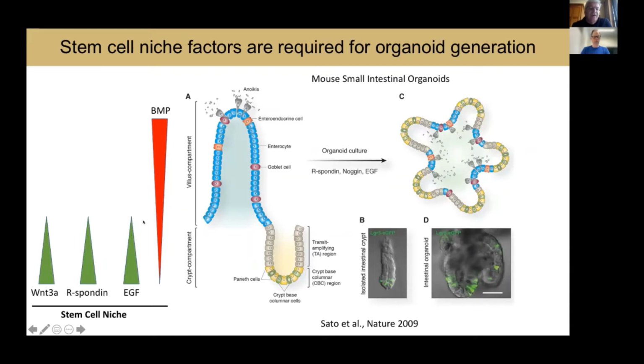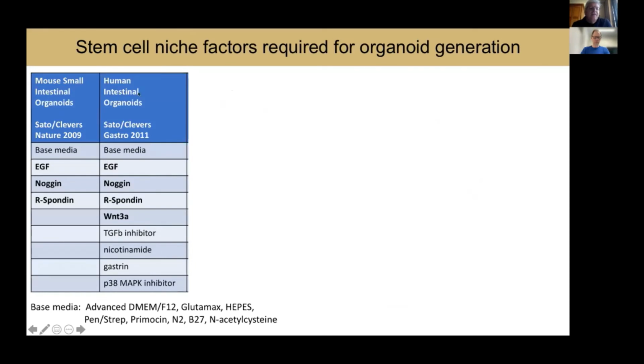So you add a BMP antagonist, noggin. And so the original culture conditions was just adding R-spondin, noggin, and EGF, and these stem cells would grow into organoids. And then 2 years later, they established another protocol for human intestinal organoids.